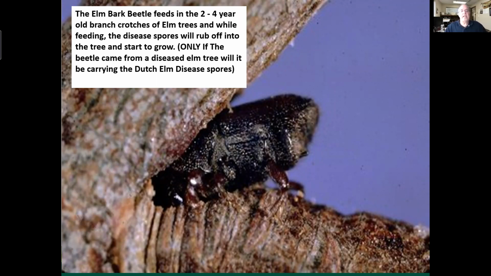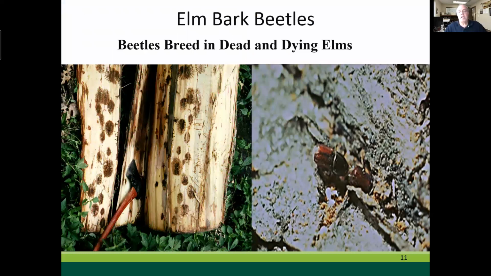Like I said, they breed in dead and dying elms, and most of these beetles flying around are not carrying the disease, because much of the dead elm wood or dead branches are not infected. But if that tree did die from Dutch elm disease, all those beetles that are breeding in it will be carrying the fungus. That's why it spreads so quickly: one elm tree can produce thousands and thousands of disease-carrying beetles that are flying off to feed on a healthy elm tree.